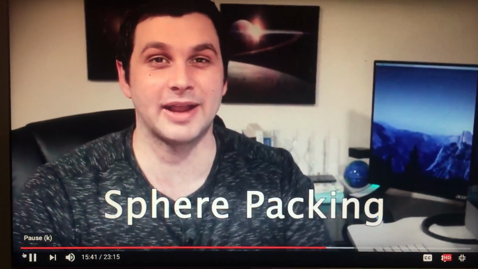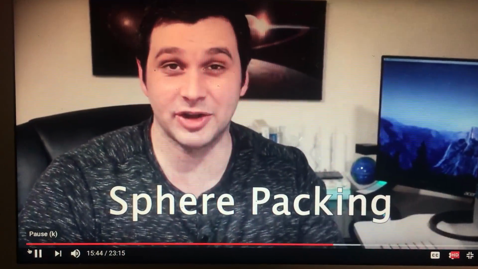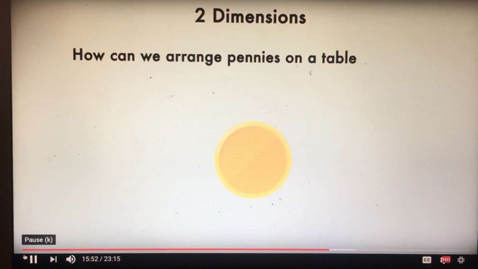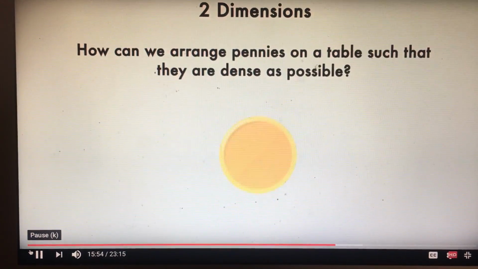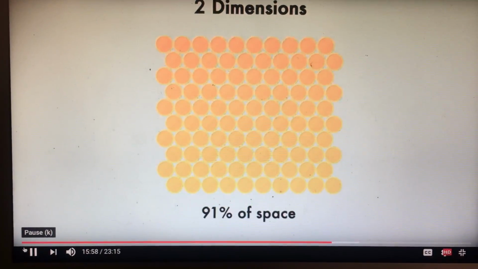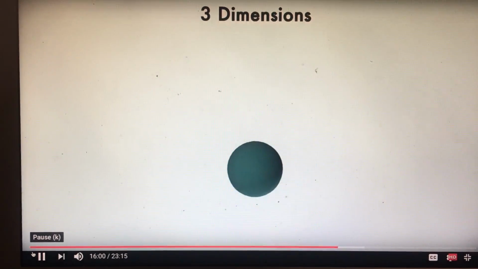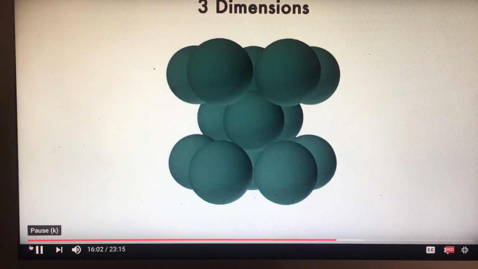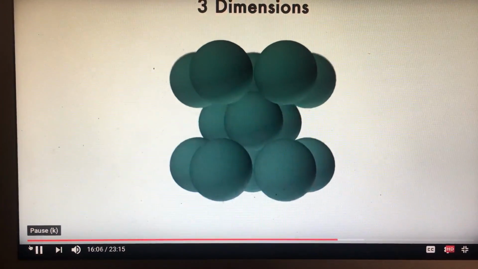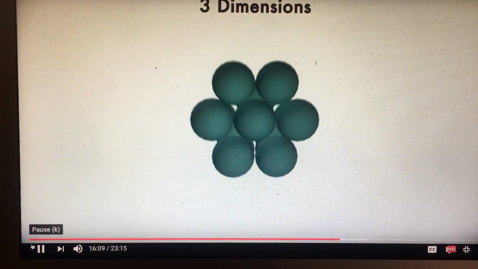Now let's look at sphere packing. For centuries, mathematicians have been curious about the optimal way to fill space using identical spheres. For example, in 2 dimensions, the question was, how can we arrange pennies on a table such that they are as dense as possible? And it turns out the best arrangement takes up about 91% of the space. For spheres, it was much harder, but we found the optimal arrangement takes up about 74% of the space. Now, for most dimensions higher than 3, we know very little about the best way to arrange spheres.